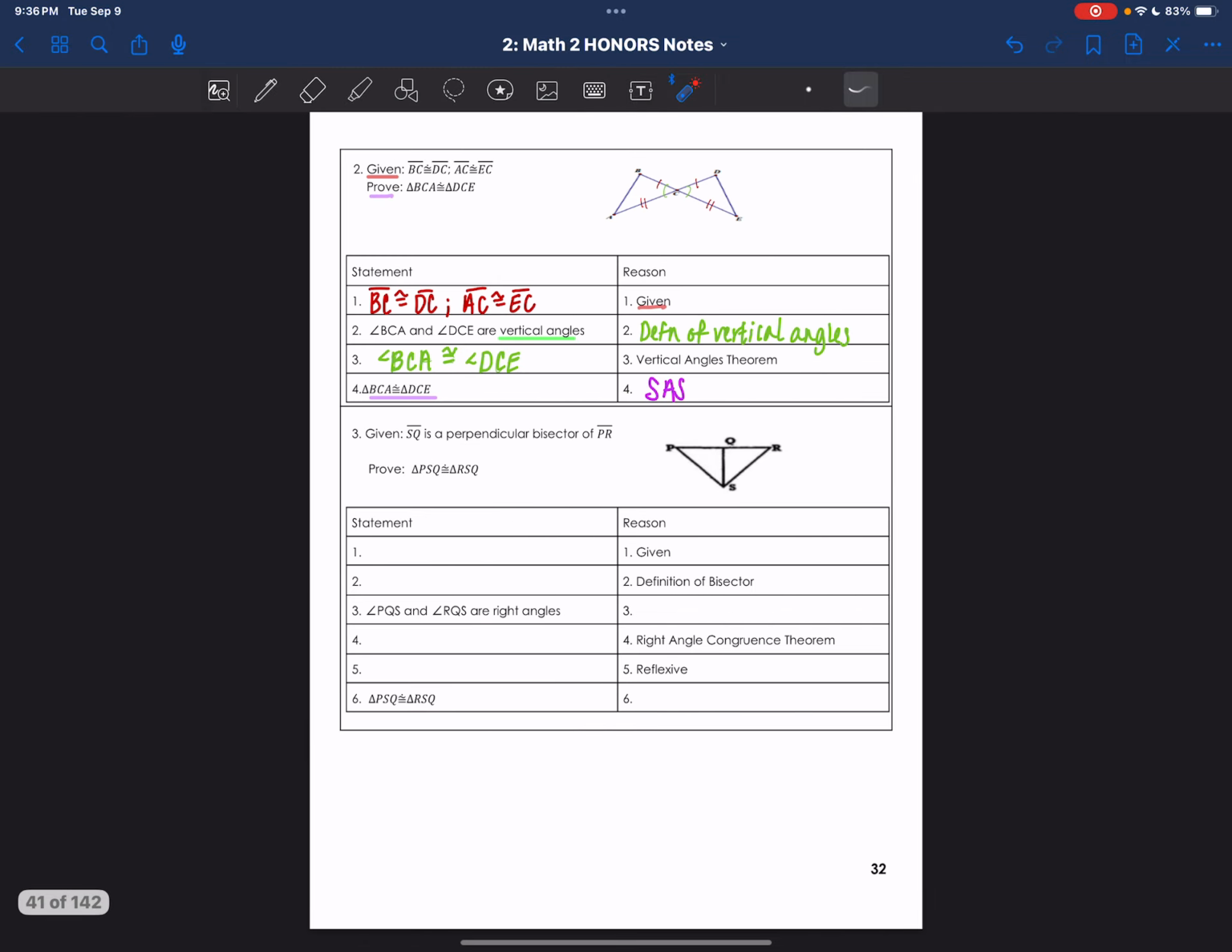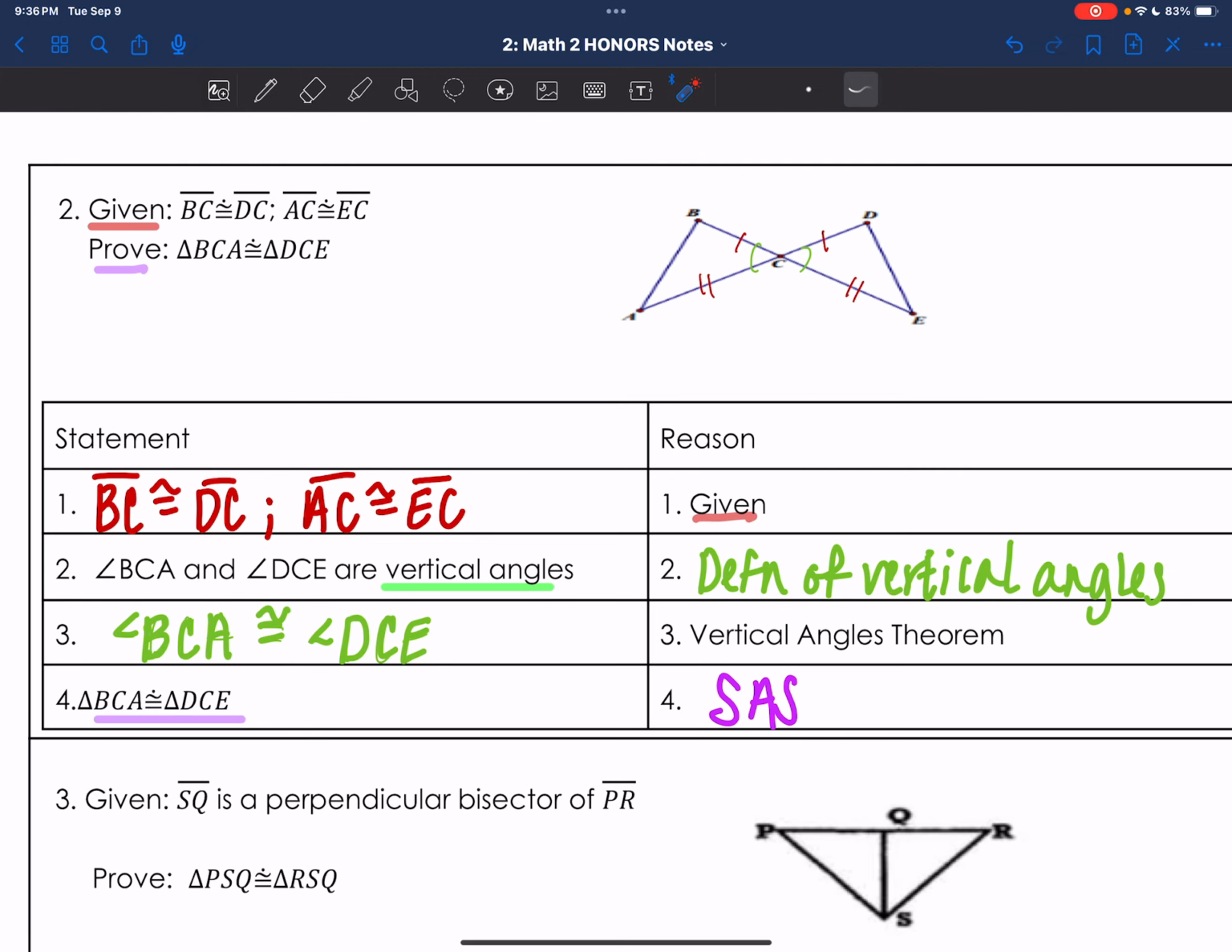So now let's do some other ones. I'm going to erase that, but then I'll put it back. For this, we need to think about what information is given and then make sure you label your diagram. So here, it's given that BC is congruent to DC. And I also know AC is congruent to EC. So make sure you mark that up. And I know that these are all congruent because it's given right here.